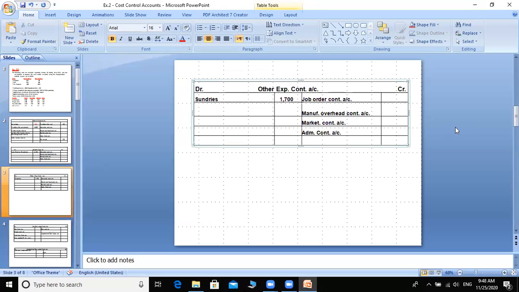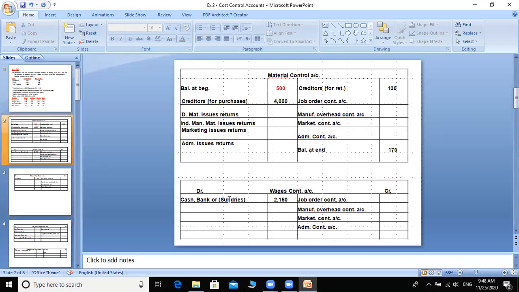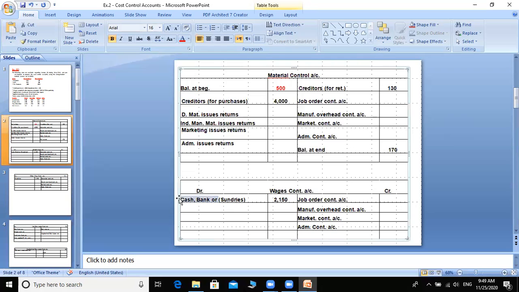Okay. Why I said sundries here? It may be cash expenses, it may be depreciation, it may be other services we didn't pay up to now, and so on. The same here, I said cash, bank, or sundries. I think sundries is better. You know why sundries is better? Because there may be taxes, there may be insurance, there may be any other items.